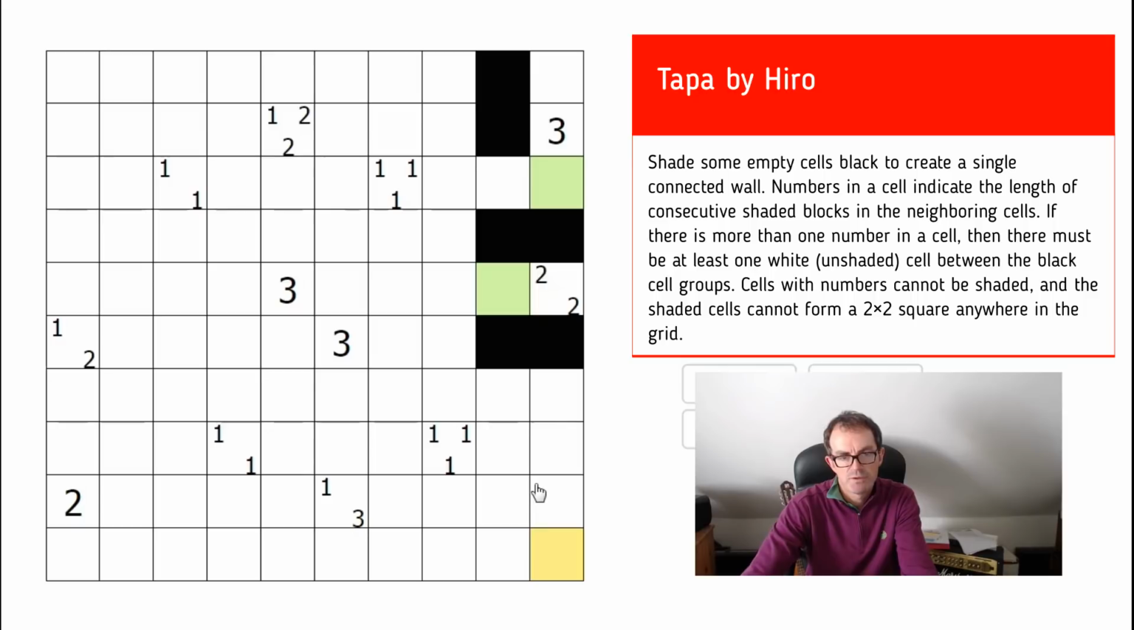Sometimes with Tapa you have to consider how black areas can connect to each other. How are we going to build this shape up so everything can connect to its friends.